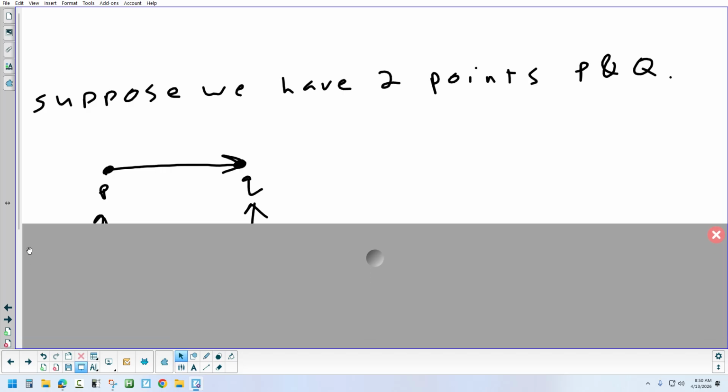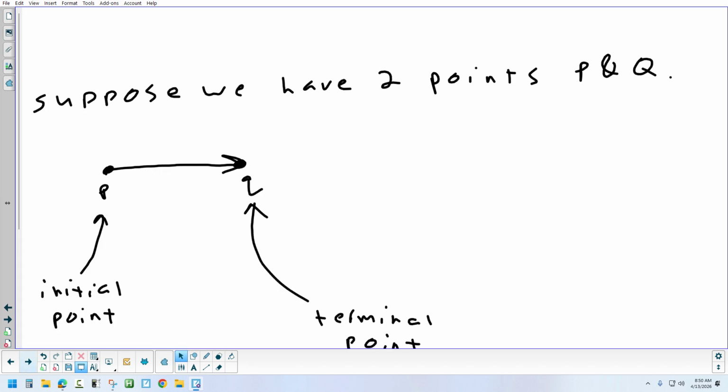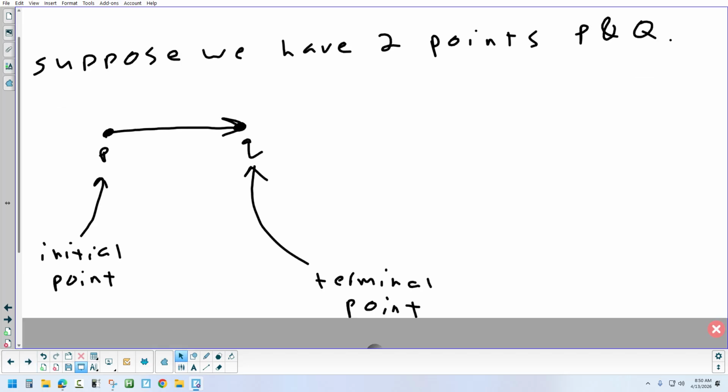All right, so vectors, they have a start point and they have an end point. They don't go on forever. Okay? If a vector went on forever, that would represent something like infinite speed, right? Or infinite force. We don't have that. So a vector starts at what we call the initial point, and it stops at the terminal point. Okay, so this particular vector starts at P, and it ends at Q.